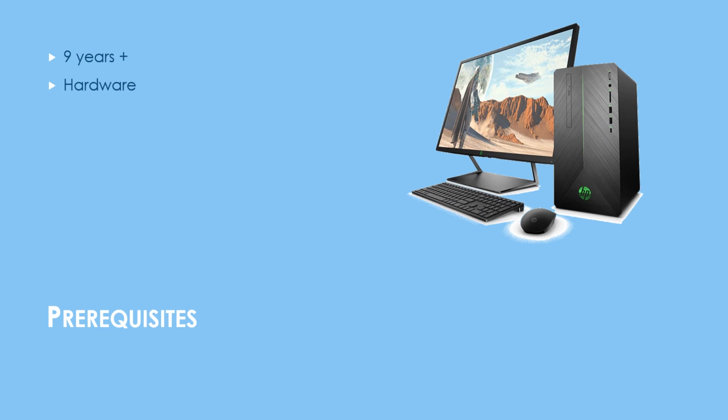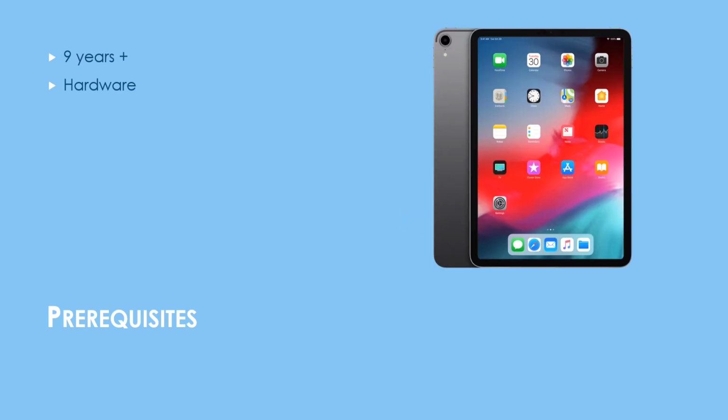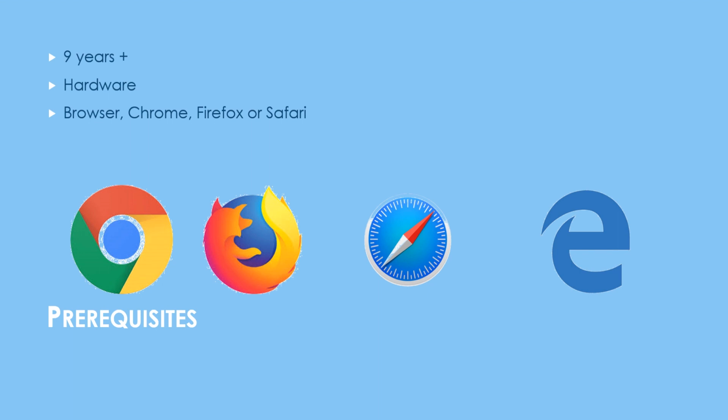Prerequisites. This course is designed for 9-year-old kids and older, also for anyone who wants to start his programming from absolutely zero. However, you still need to have the following to be ready for this course. Hardware: any basic laptop with any operating system, any kind of tablet, or even any kind of smartphone. Browser: Chrome, Firefox, or Safari is required to develop and run our code, except Microsoft Edge, and we will talk about that later.